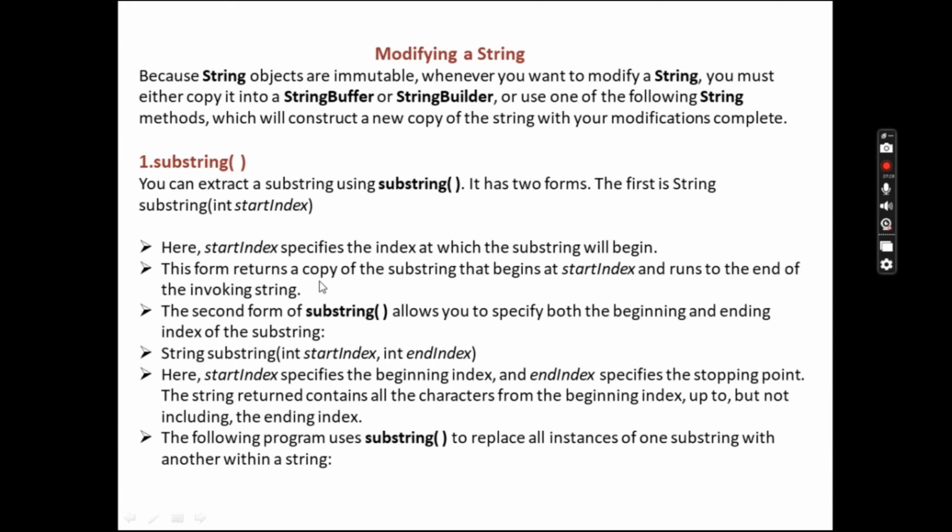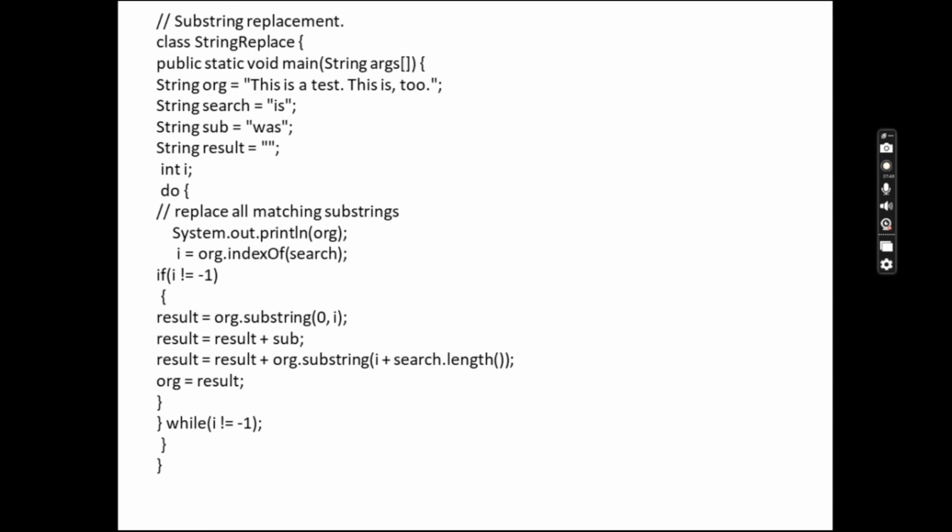String substring(int startIndex, int endIndex). Here startIndex specifies the beginning index and endIndex specifies the stopping point. From startIndex to endIndex, the substring will be found. The string returned contains all the characters from the beginning index up to, but not including, the ending index. Here is the example: "This is the test, this is 2."